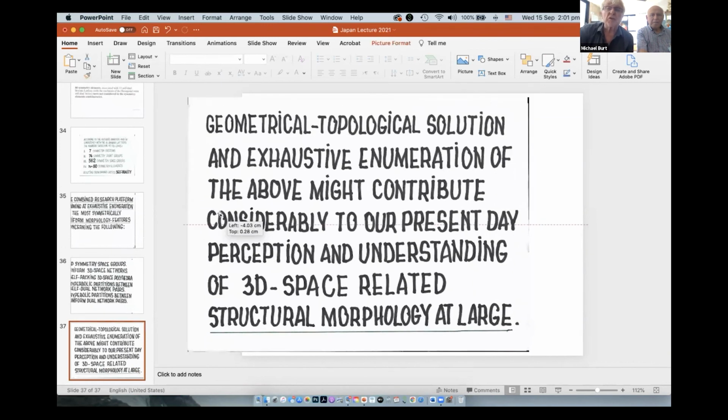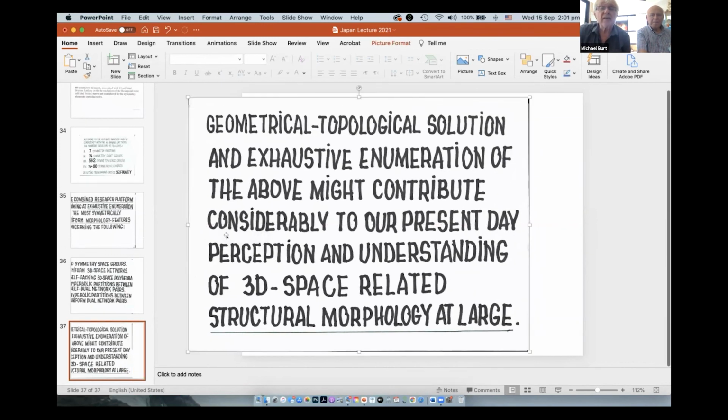Geometrical topological solution and exhaustive enumeration of the above might contribute considerably to our present day perception and understanding of 3D space related structural morphology at large, crystallography included.